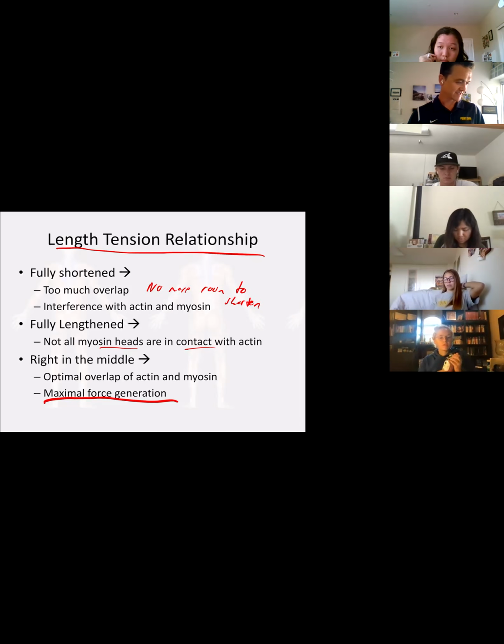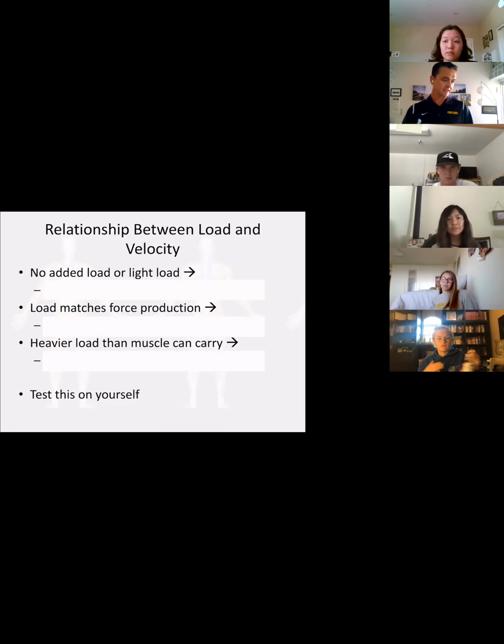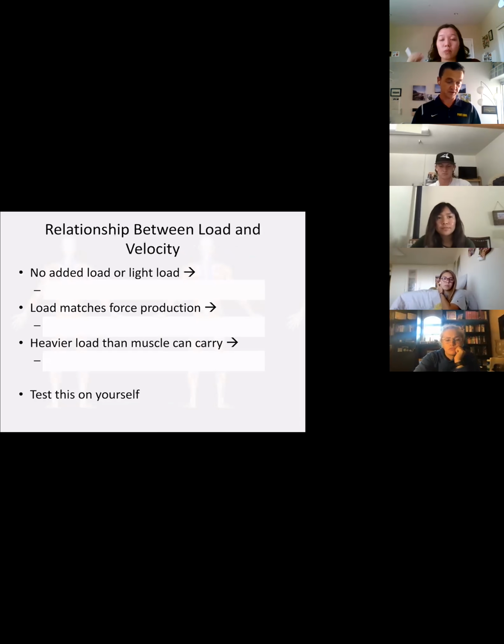Cool. All right, guys. So let's look at a couple other things that are related to how much force a muscle can produce. Number one that we just talked about was the length tension relationships. That would be like the starting position of the muscle.